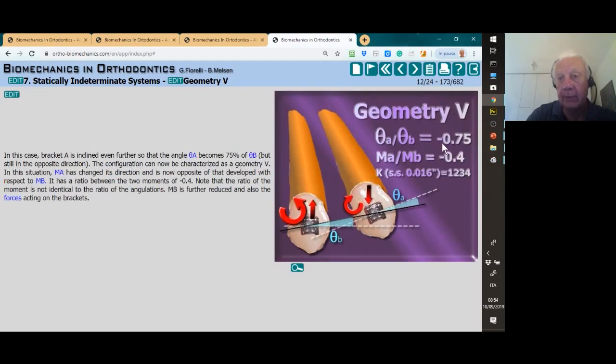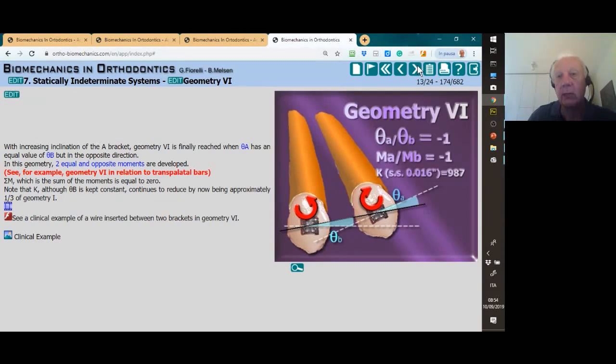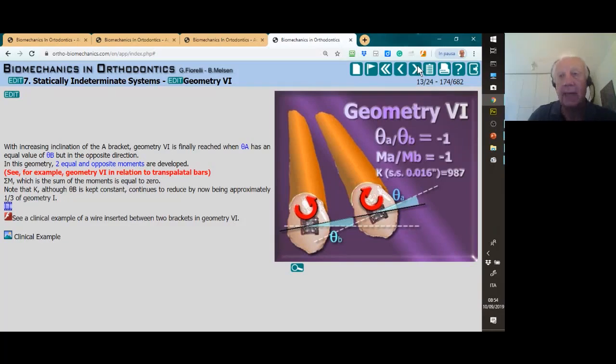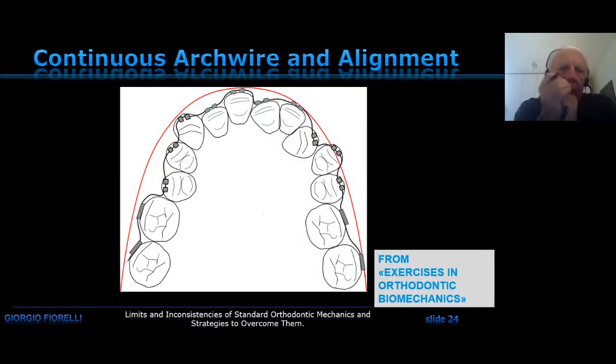This is geometry 5 with this angle which is still more open, and now we have a moment which goes in the opposite direction as this one, and very low forces. And finally, we have geometry 6 with the two moments that are opposite and the two angles which are opposite, equal values both for the angles and the moments. Okay, so this is a very quick show of the 6 geometries. Look, in geometry 6 we have no force because the two moments are equal and opposite, and this system is already in equilibrium.